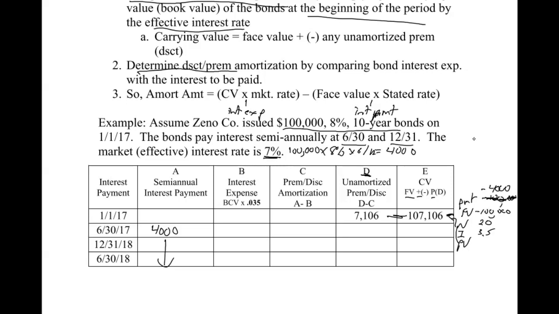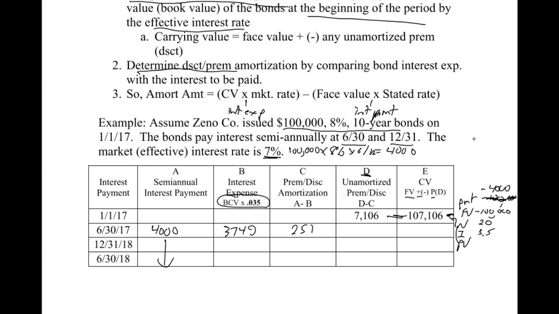Remember at the top there, it says the first thing we're going to do is compute bond interest expense by multiplying the beginning of the period carrying value times the market rate. So let's do that. 107,106 times the market rate is 3,749. And then up here, parts 2 and 3 say we compute the amortization by taking the difference between those two numbers. So that's 251. That's going to be my first interest journal entry.